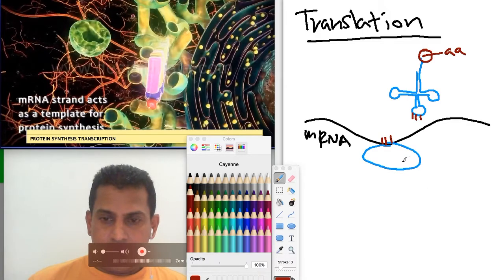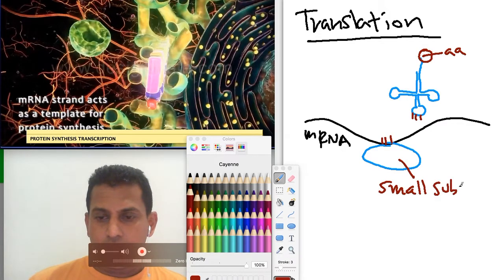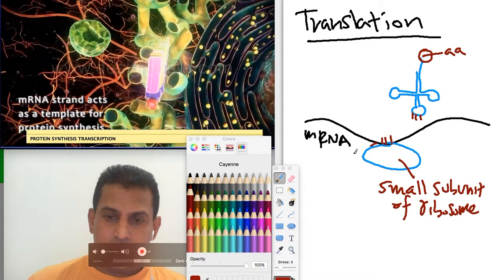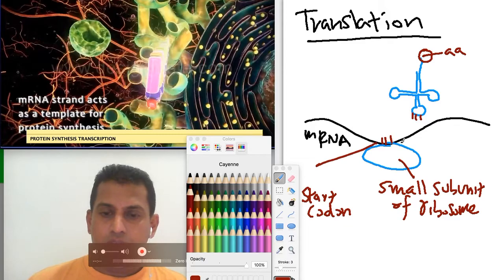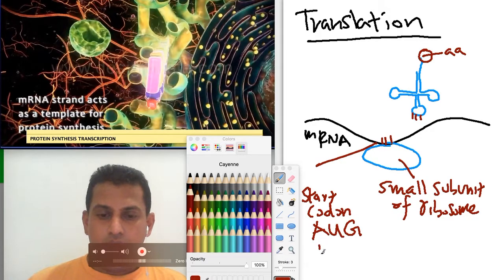Now first thing, the small subunit of the ribosome assembles to the region. This region is the start codon. Why is that? The first one is AUG. AUG makes methionine as well as it's a start codon.